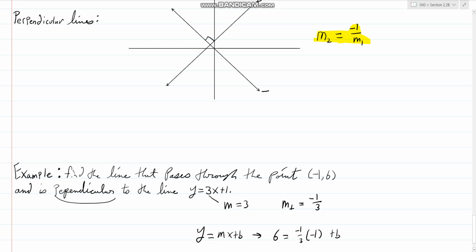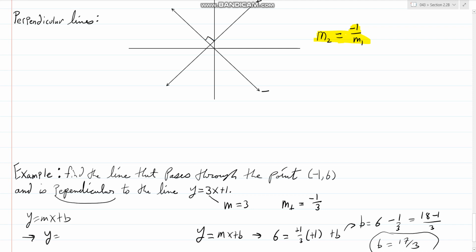Okay, I just need to simplify this, so it looks like this will become positive. And so b will equal 6 minus 1/3. And that would be the same thing as 18 minus 1 over 3. And it looks like b would equal 17/3 there. Okay, so our line must be, I'm going to go over here, y equals mx plus b will become y equals -1/3 x plus 17/3.